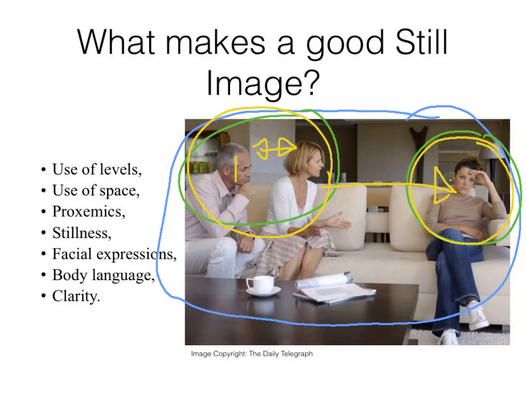The third one is stillness, which is fairly obvious in the idea that all the characters need to stay still in a freeze in order for it to be a good still image.